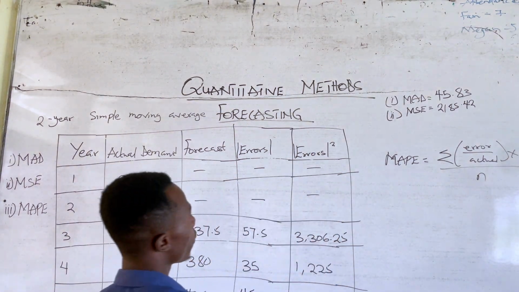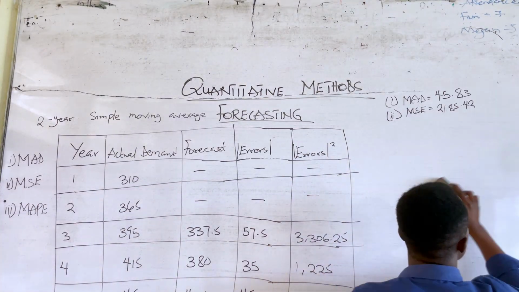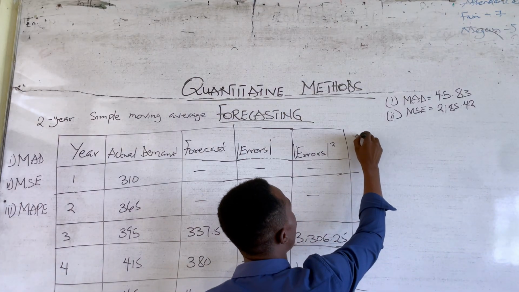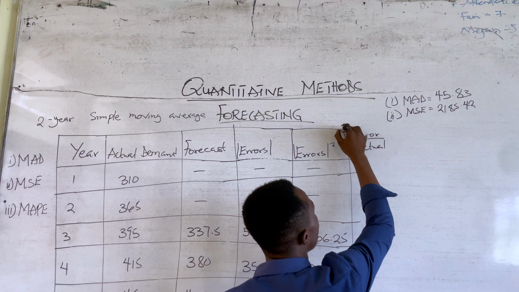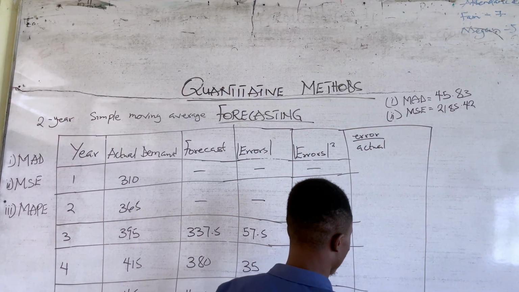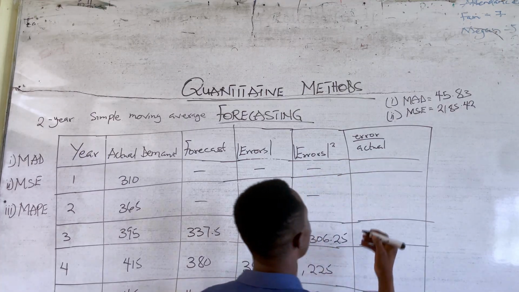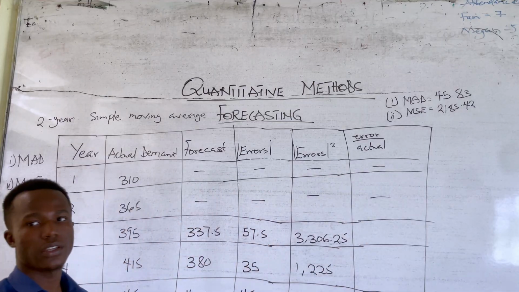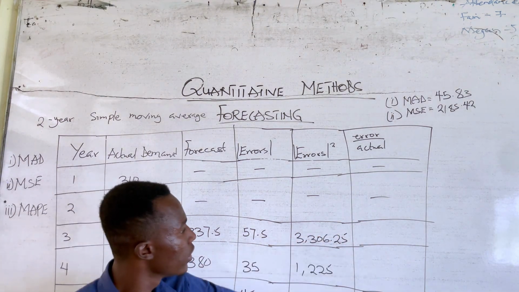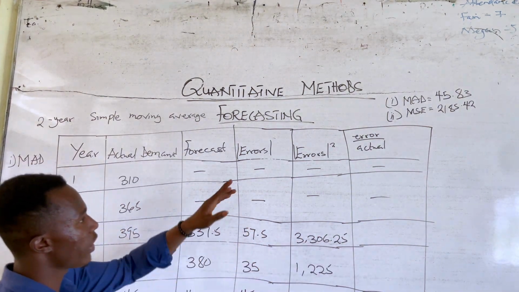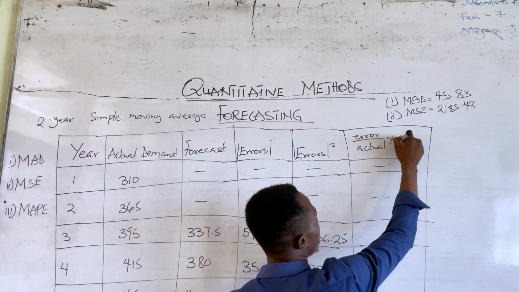Okay, so let's create the column here. So we have the error over actual. So that will be the last column. So let me close it. So for the first and second years, we don't have anything there. So let's move on to the third year. For the third year, you see the formula says error over actual value times 100. Let me bring the percentage.